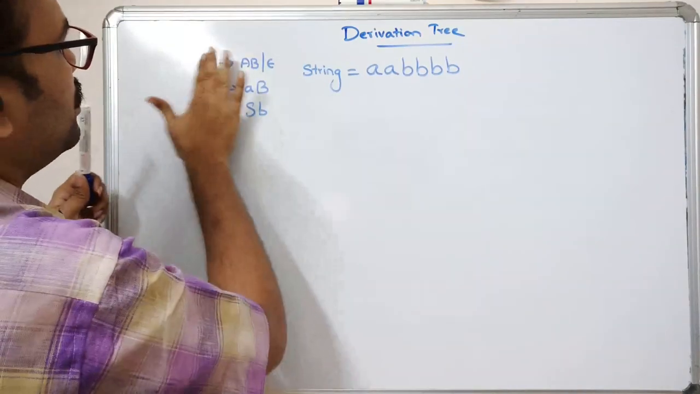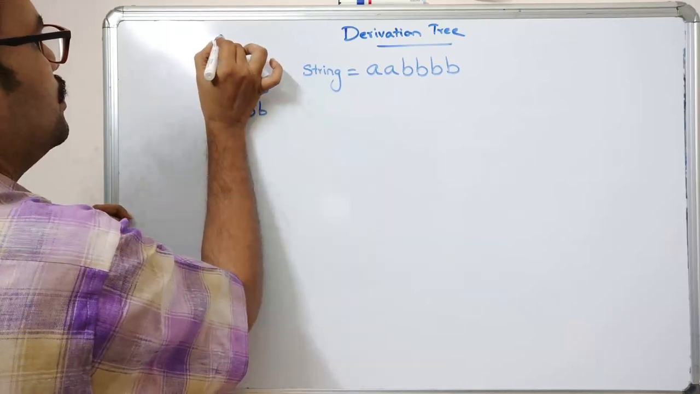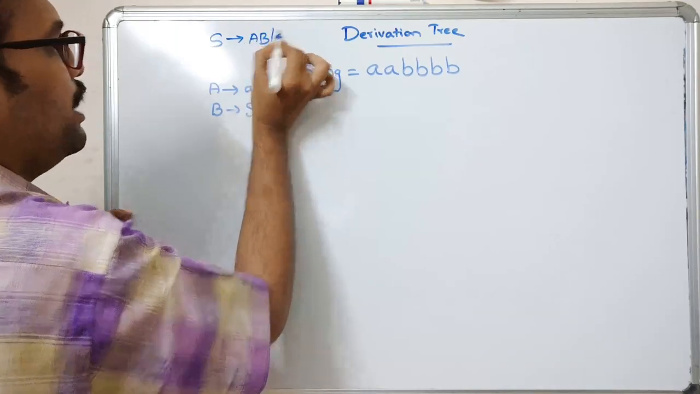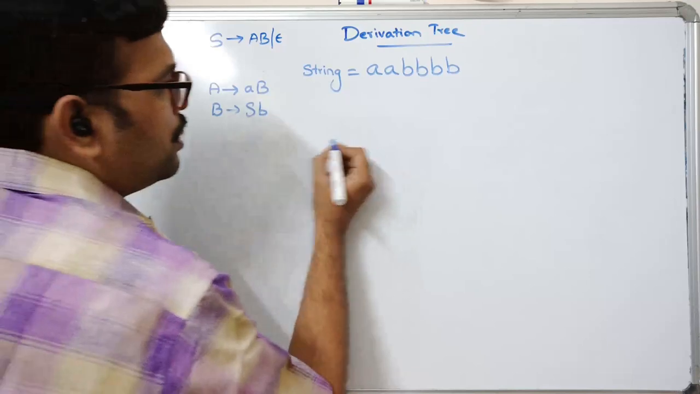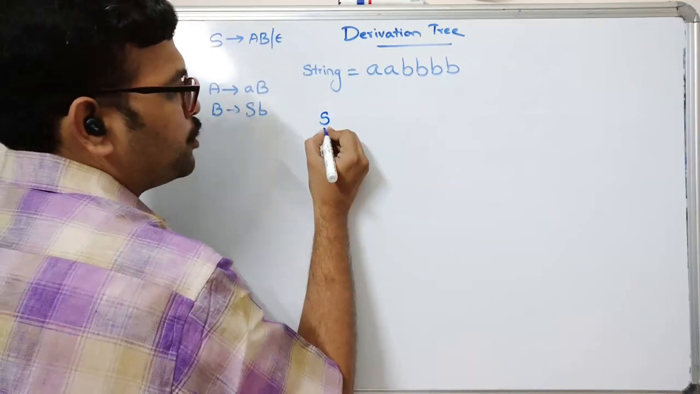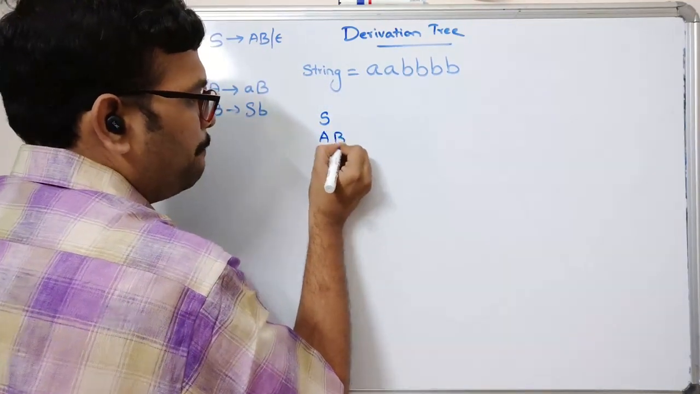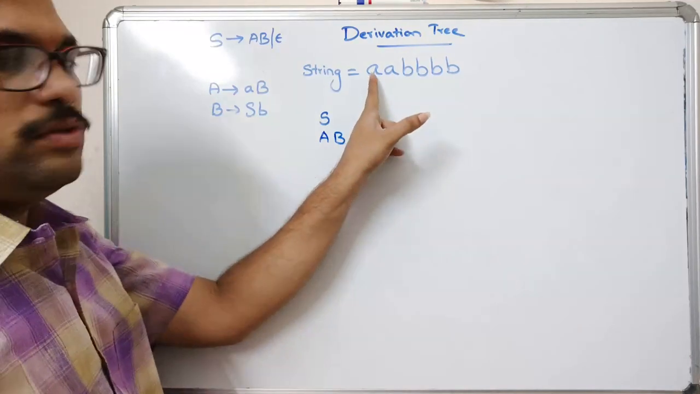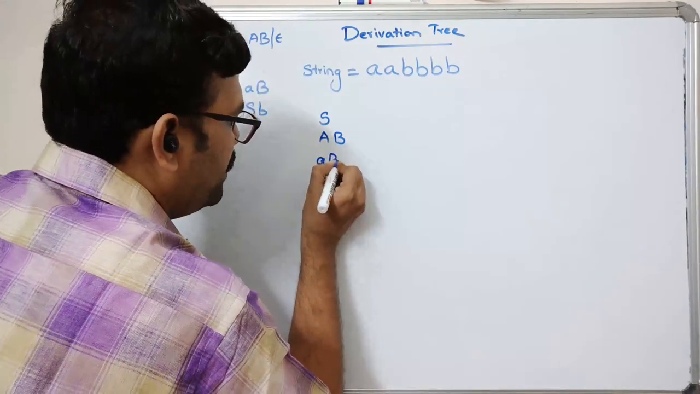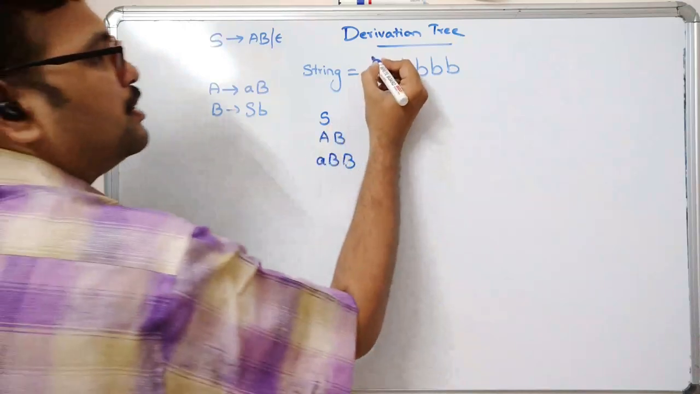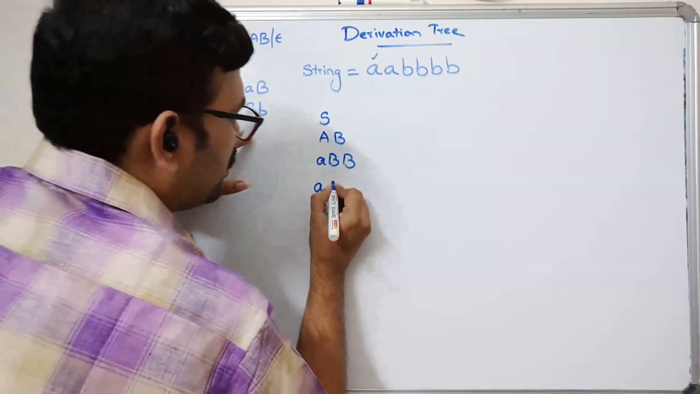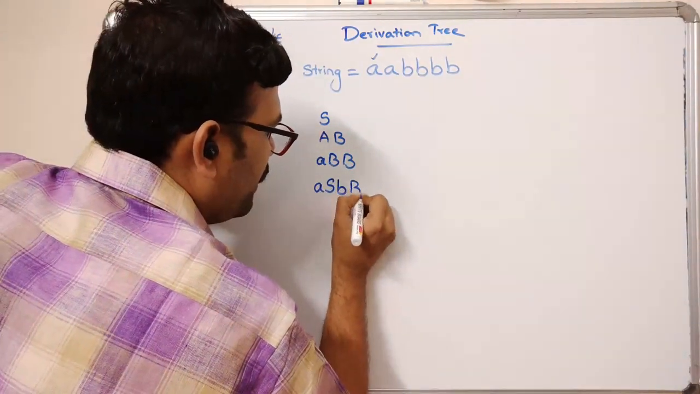I will write this one above. I think it's visible. Yes. S goes to AB or epsilon. Now let me start with S. S can be substituted with AB or epsilon, so I will just write AB. And now, first we need to get the terminal a. In order to get the terminal, A can be derived as ABB, right? This was achieved. And again, we need to get a. So in order to get a, here you just write SBB.